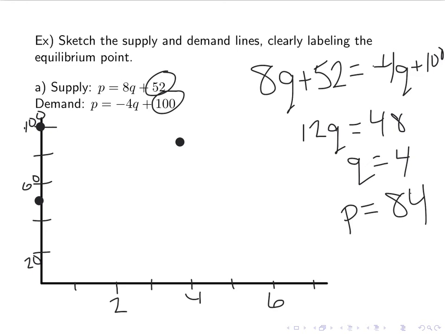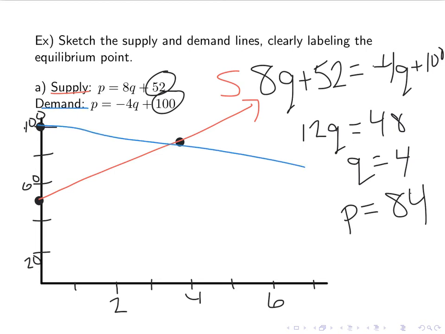And then to draw my graphs, I'm going to use 2 different colors. So I'm going to do my supply in red. It's going to be this line. I'm also going to label it. So if you don't have different colors, make sure you label them. And I'm going to do my demand in blue. So remember, demand is the negative slope, or the decreasing line, because the higher the price, the lower the demand. And then supply is the increasing line, because the higher the price, the more they want to supply the product.